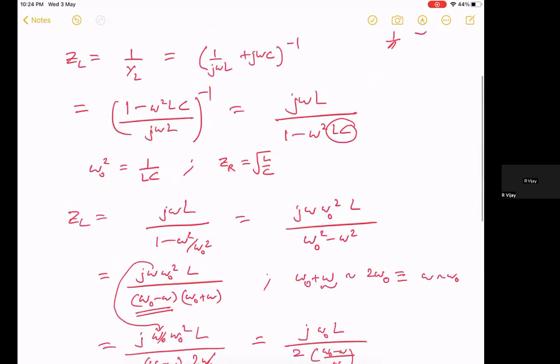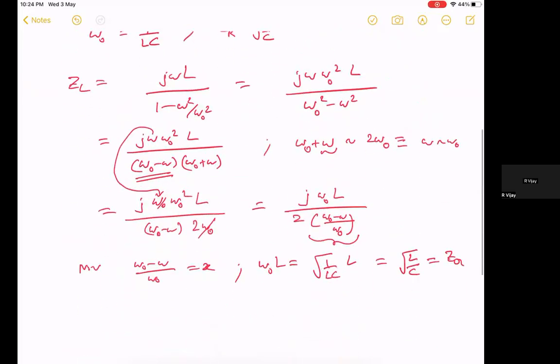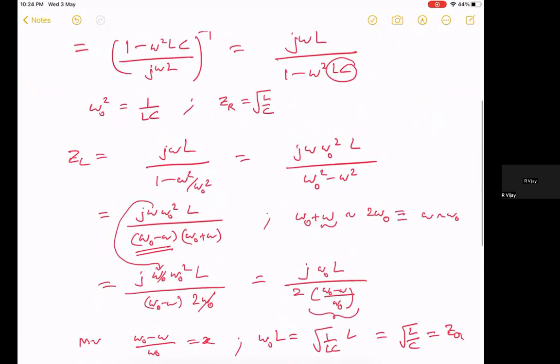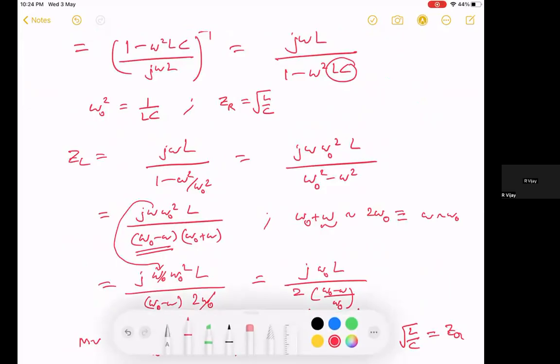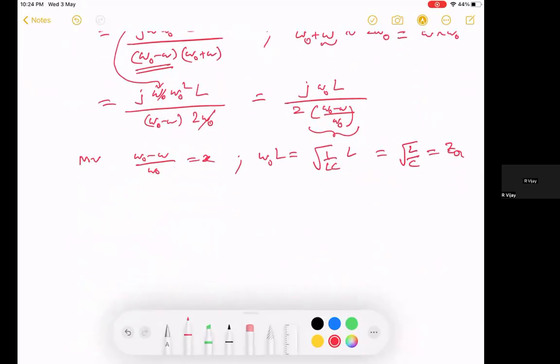I guess I've been using a capital R, or where did it go? Yeah, right. I think I tend to write it as smaller. I'll just delete this. So now you see that this expression has become extremely simple, that Z of L is j Z of R over 2x.